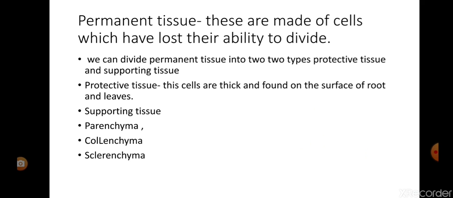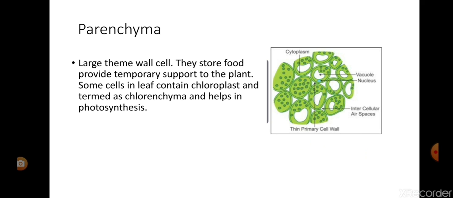The first one is protective tissue. These cells are very thick and found on the surface of the roots and leaves. And the next one is supporting tissue. There are three main types of supporting tissue: parenchymatous tissue, collenchymatous tissue and sclerenchymatous tissue. First we will discuss parenchymatous tissue.